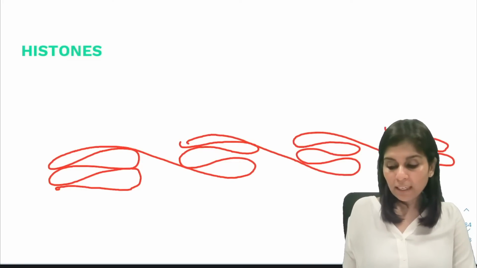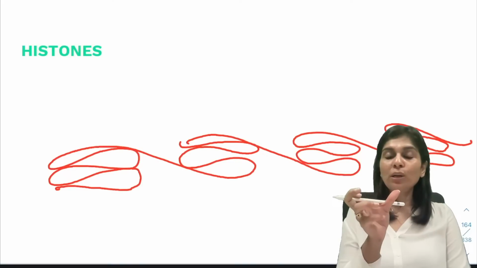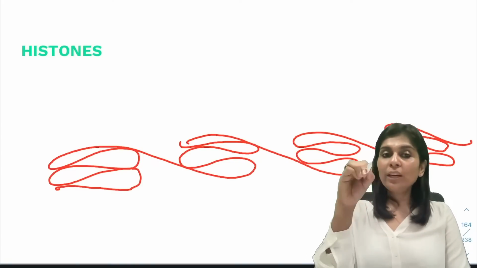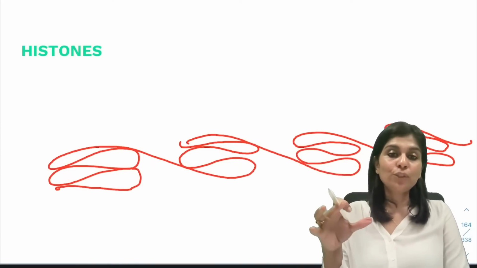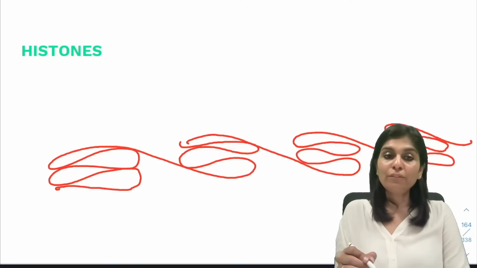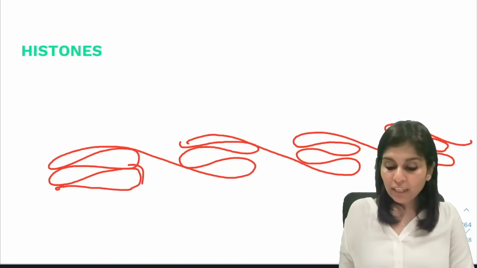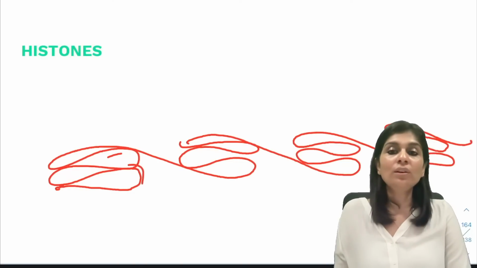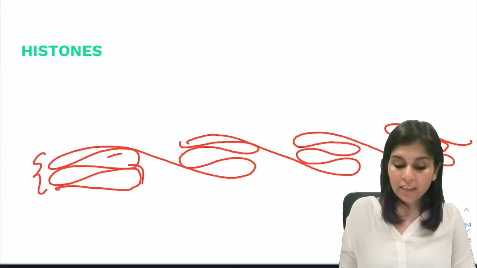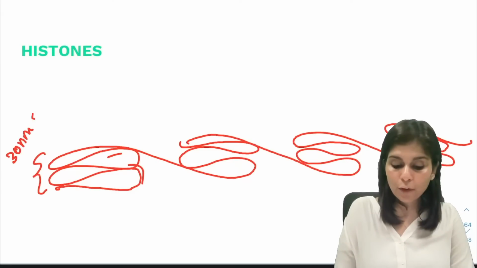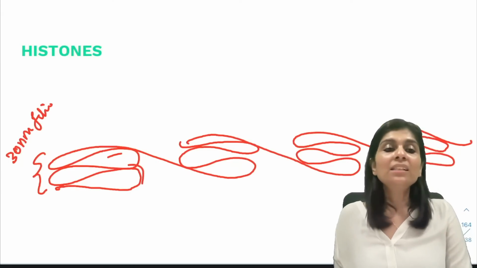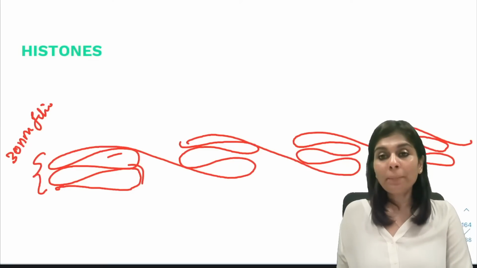How do you form a beta pleated sheet? You take a segment of polypeptide chain, you allow it to get folded on itself. Analogous to that, here you have taken a 10 nanometer fibril, you have allowed a segment of it to get folded on itself. Now the width increases, that is called a 30 nanometer fibril. This is where you get the second level of compactness.